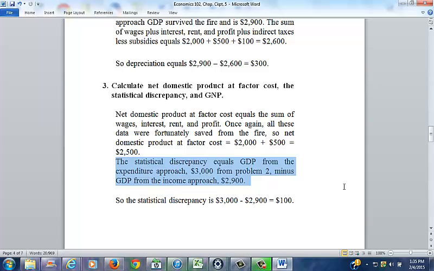The statistical discrepancy equals GDP from the expenditure approach, $3,000 from problem 2, minus GDP from the income approach, which is $2,900. So the statistical discrepancy is $3,000 minus $2,900, or $100.